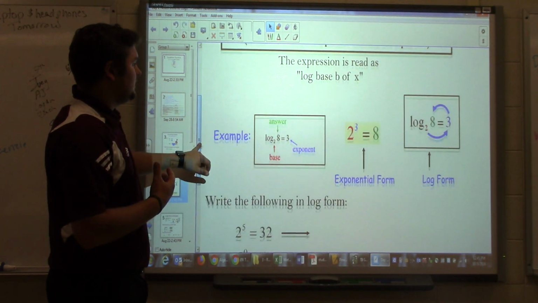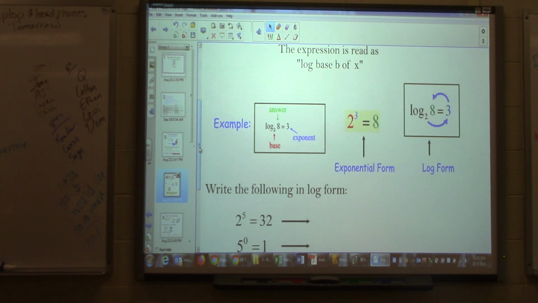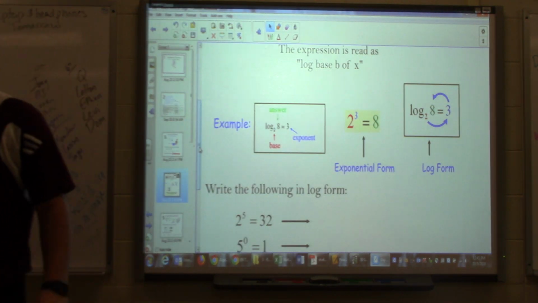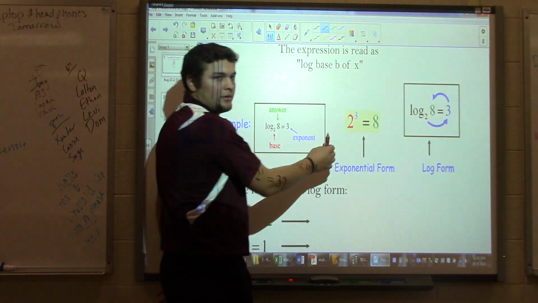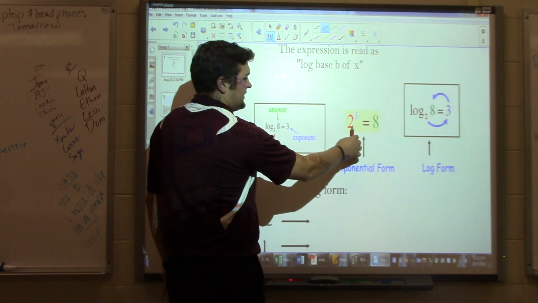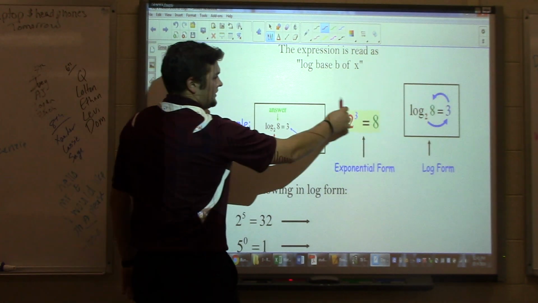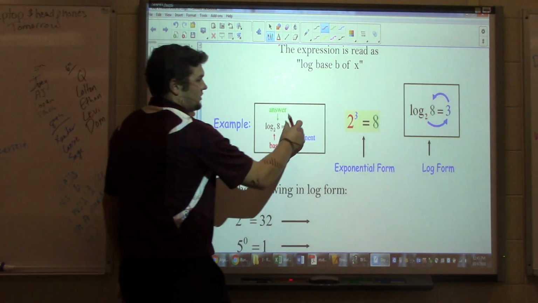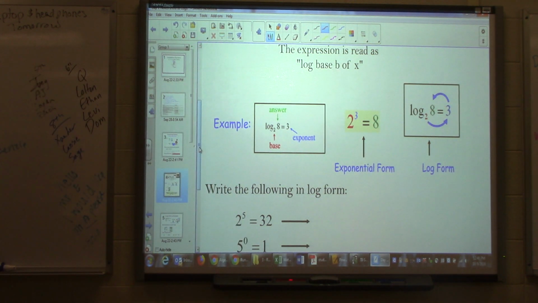So if we look at a normal problem here, log base 2 of 8 equals 3. If I want to change that to an exponent, the base of my log, that b term, becomes the base of my exponent. So if I have a base of 2, my base for my exponent becomes 2. What I'm taking the log of becomes my answer for my exponent, and what it equals becomes my exponent. The more practice we do, the easier it'll be to remember that. Right now it's going to take a little bit. You might have to look back at the formula and figure it out.